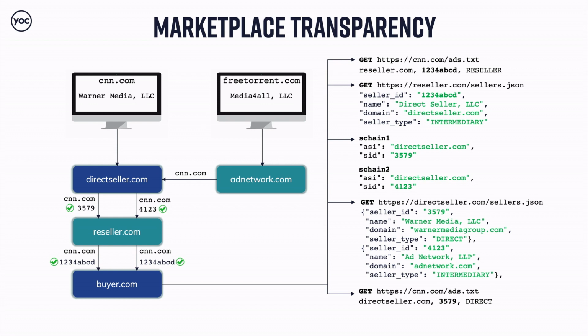And of course, after scanning the ads.txt once again, only 3579 would be found because only direct seller is authorized to sell the inventory of Warner Media from CNN.com. ID 4123, of course, was not found at CNN.com because Ad Network LLP was not authorized to sell it. So with all this new data, the DSP managed to avoid the case of fraud against it. It managed to protect the interest of the advertiser and also identify the best path in order to buy the inventory from CNN.com.